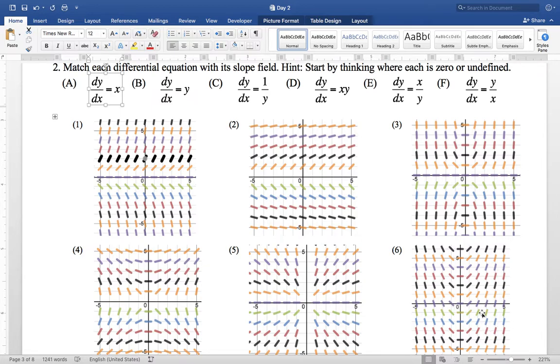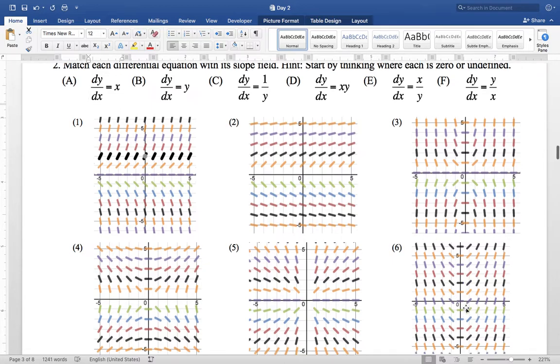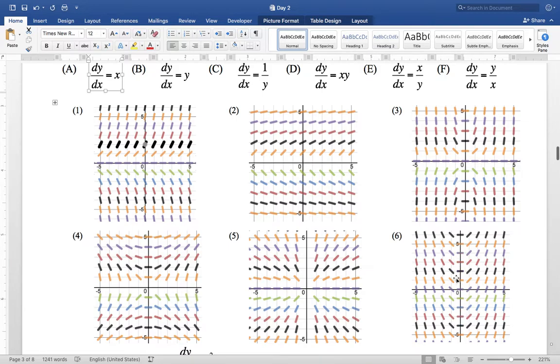This one, though, looks promising. If we have a look at this slope field, number 6, as you change the y-coordinate, as you move up and down, the slope doesn't seem to change. It's flat all the way through here. Here it's like -1 maybe, just all the way through.